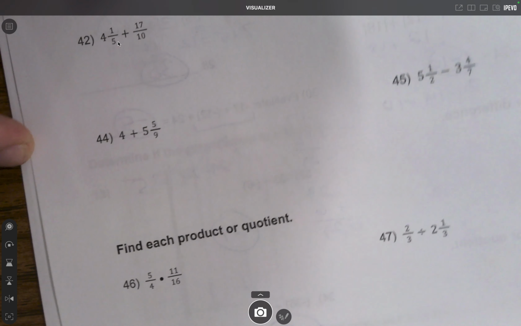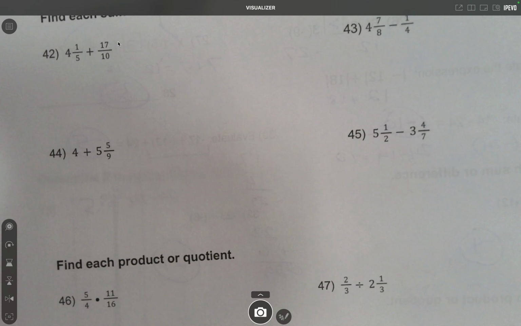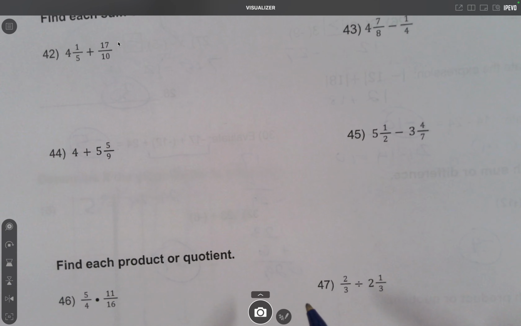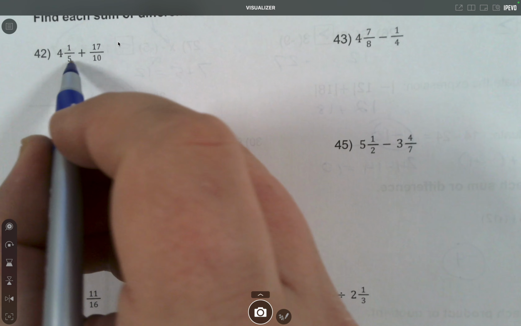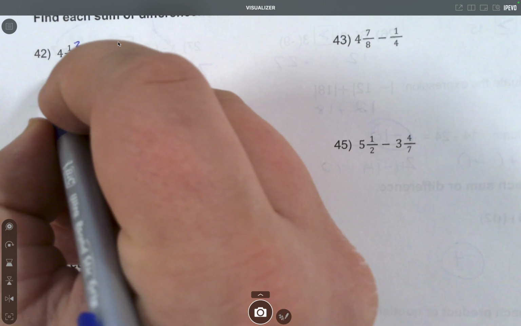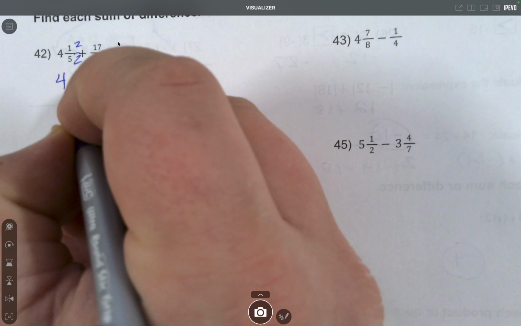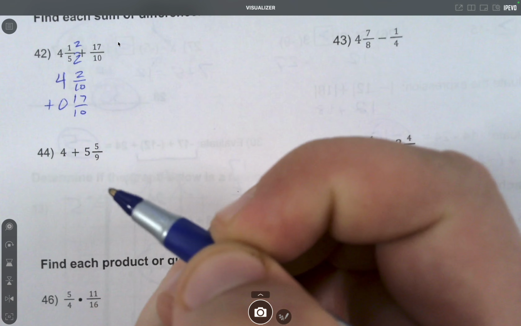Okay. Find each sum or difference. Now, when we're adding and subtracting, we do have to have the same denominator. So on this one, we'll want to change the fifths to tenths. So we can multiply the top and bottom by 2, change this to 4 and 2 tenths, and we'll add to that 17 tenths.